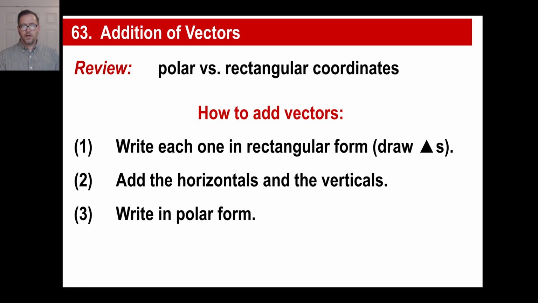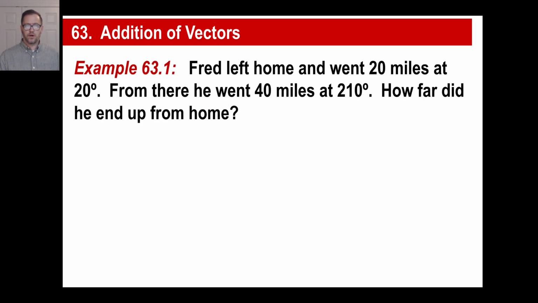Let's do a simple one first to get us knowing what's going on. So Fred leaves home, goes 20 miles at 20 degrees. We can just stop right there. Let's just draw it. Here's Fred. He leaves home. He goes 20 miles at 20 degrees, and this is a 20-degree angle. So let's go ahead and make the right triangle out of that.